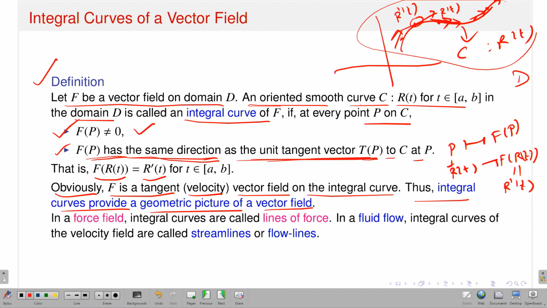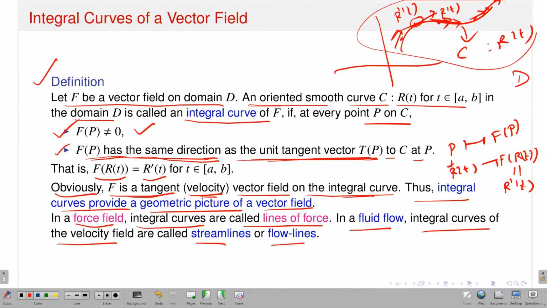So, therefore, if my curve C has a parameterization R of t, I am associating a point in my curve C, which is P, nothing but R of t, and what is the vector I am associating? Nothing but the tangent vector. That is why I am saying F is a tangent or velocity vector field on the integral curve. So, for example, in a force field, integral curves are called lines of force. In fluid flow, integral curves of the velocity field are called streamlines or flow lines. Okay. So, now I think it is clear what I mean by integral curve.